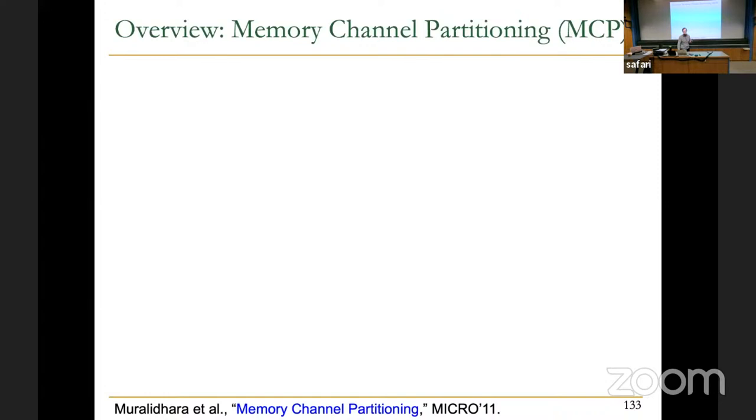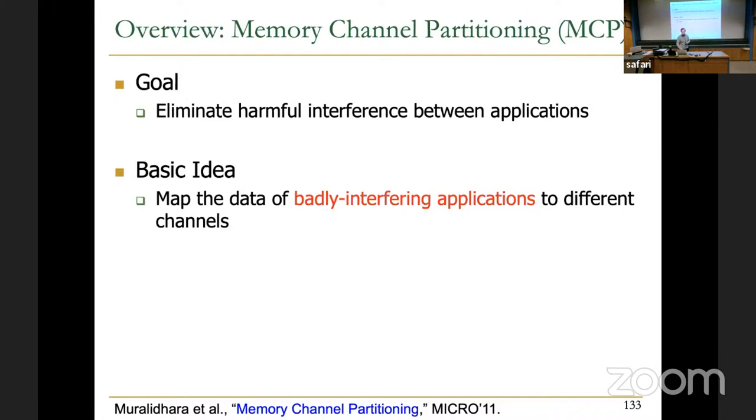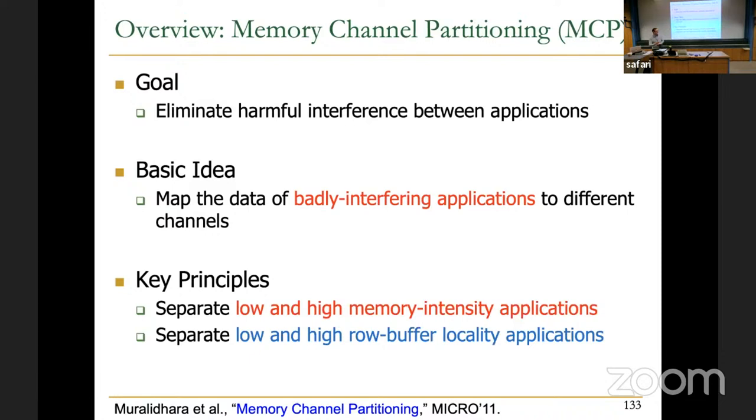And the goal, again, in this particular work, is to eliminate harmful interference between applications. The basic idea is simple: map the data of badly interfering applications to different channels so that they don't interfere with each other. And there are two key principles that should be very familiar to you by now, I think. One principle is to separate low and high memory intensity applications.